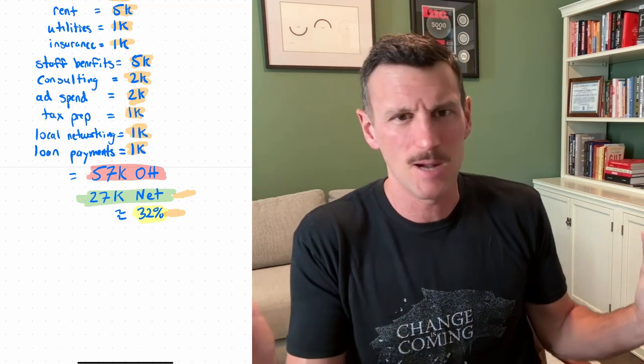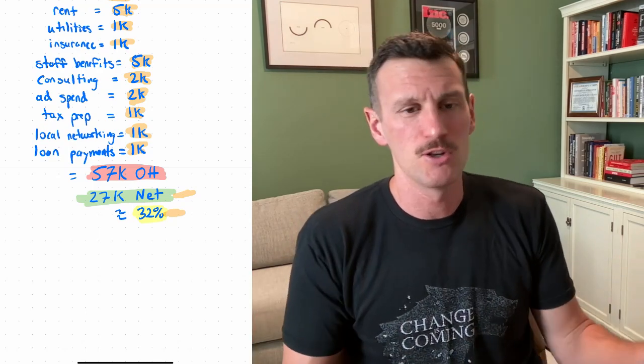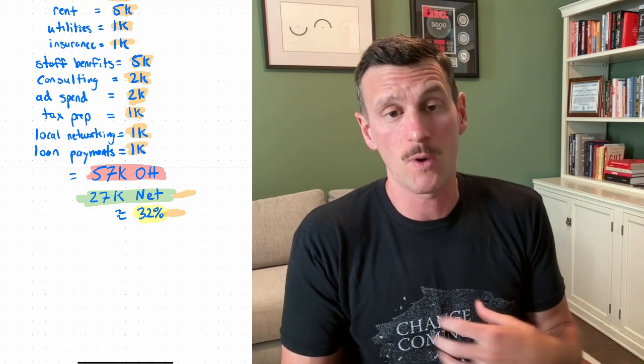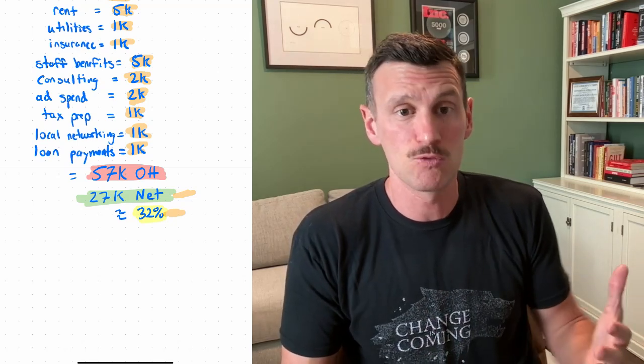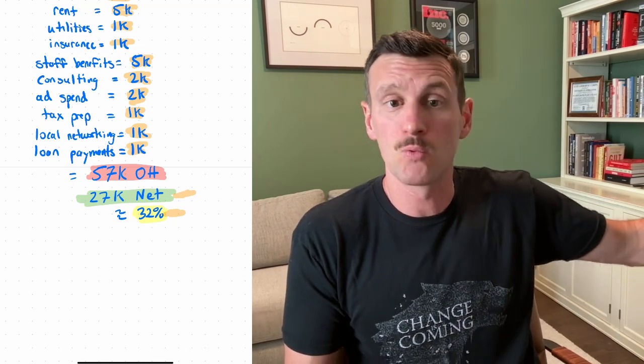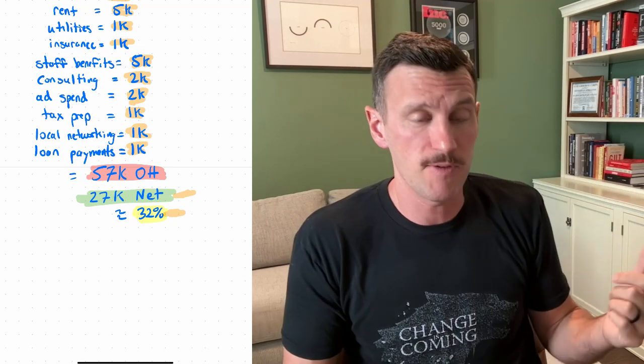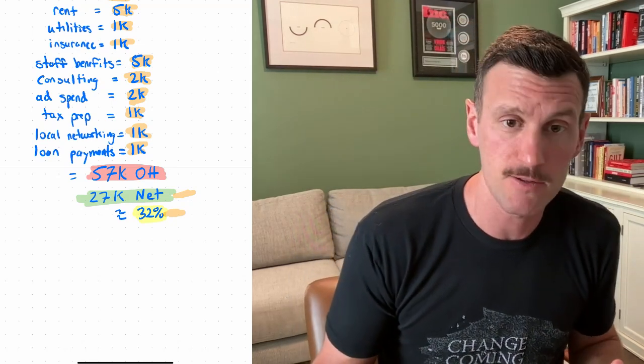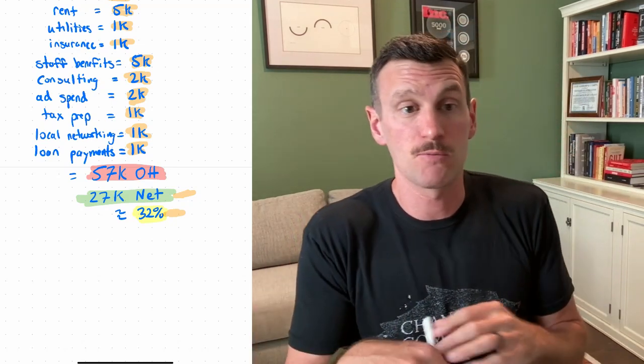But in this scenario, I'm just going to assume you're the owner operator, you're running this business. This is what you're bringing home, or what I would consider owner's discretionary income. It's what you can pay bills with. It's what you can build wealth with. It's what you can do in your life outside of the business, right? So $27,000 a month, which is going to be in the range of like $300,000 a year.